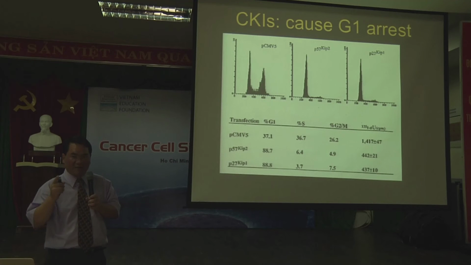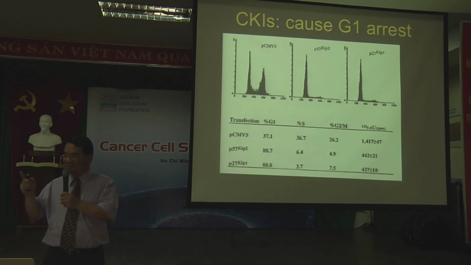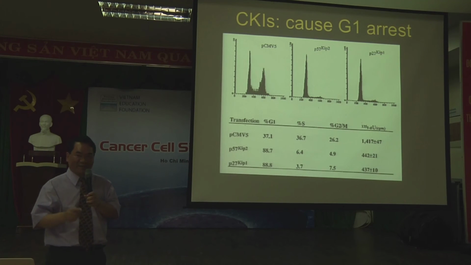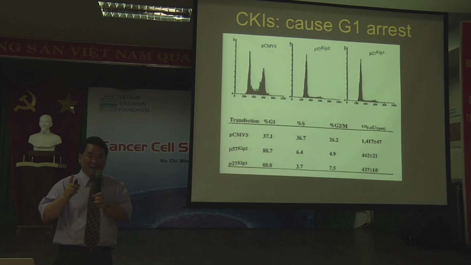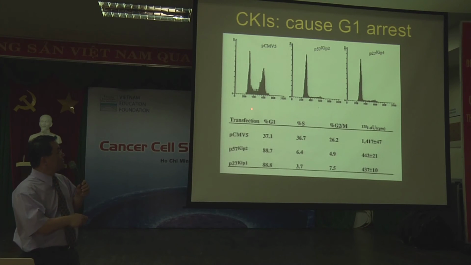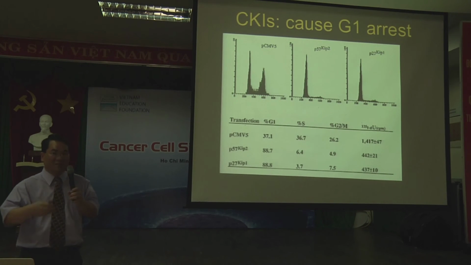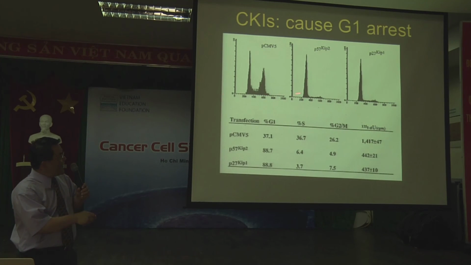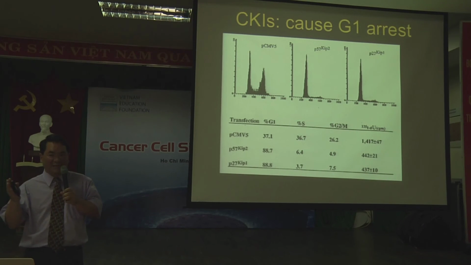FACS, stands for fluorescence activated cell sorting, okay? And this allows you, based on the DNA content, to understand the cell cycle proliferation process. So these are the y-axis and the x-axis. The y-axis meaning the cell number in solid line. The x-axis meaning the DNA content.